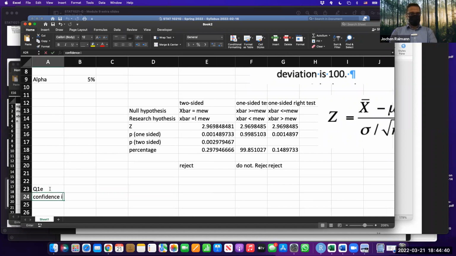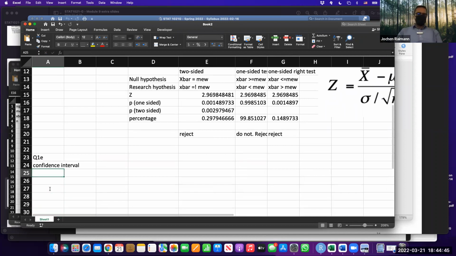There are confidence intervals. For this reason, we need to understand what the confidence interval is. It's basically the thresholds of our 2.5% on both sides.